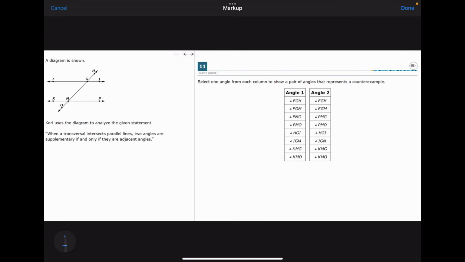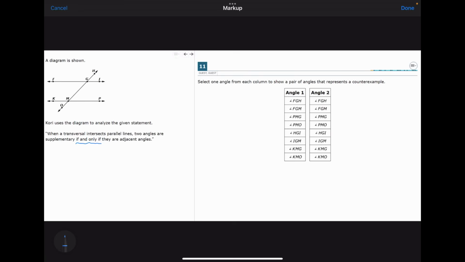Okay, question number 11 is pretty straightforward. We're given a diagram and a statement about the diagram, and our job is to disprove the statement. So here Corey has told us that when a transversal intersects parallel lines, two angles are supplementary if and only if they are adjacent angles.